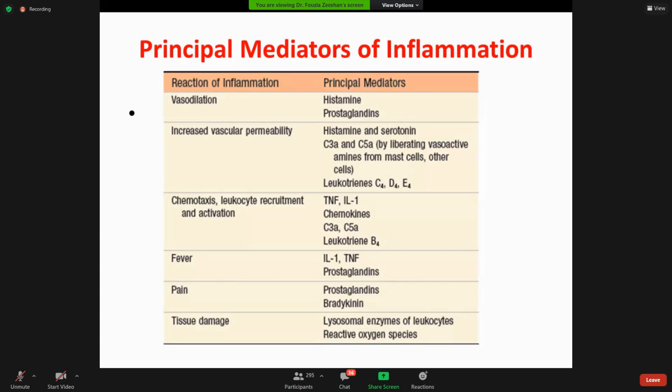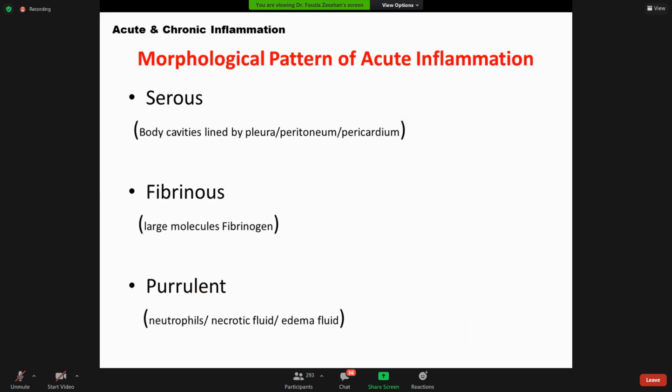So these are very important that you should know, because in the book a lot of mediators are given, but don't focus on that in too much detail. Like what I have given over here, I have just chunked out the major and very important mediators that are associated with the inflammatory processes and their reactions during inflammation. Again, I'm saying they are very important from the examination point of view.